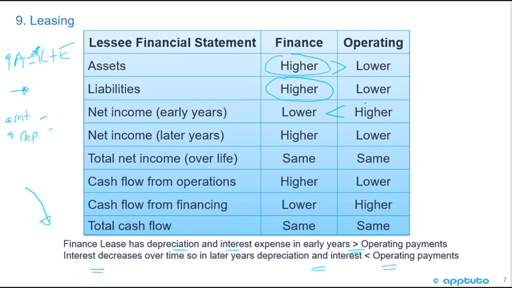So in the early years, the net income on a finance lease is lower, but it crosses over and it's higher in the later years. The total net income over the life is the same. It's just a timing issue, okay?